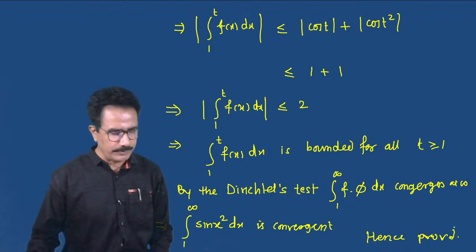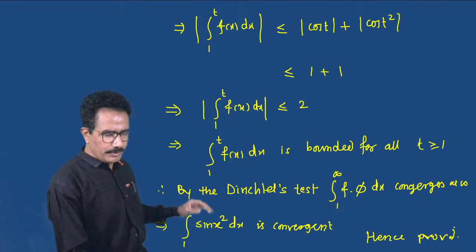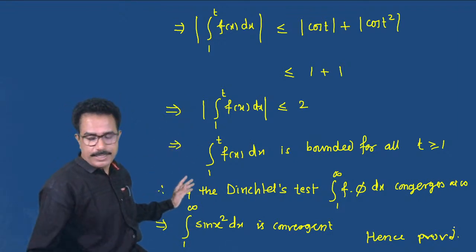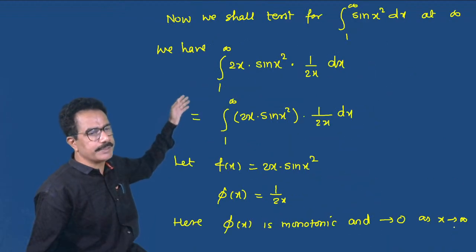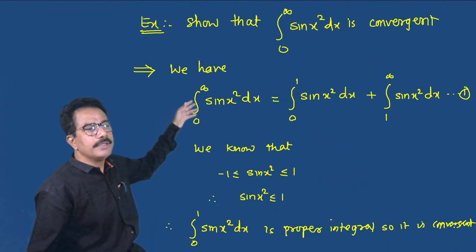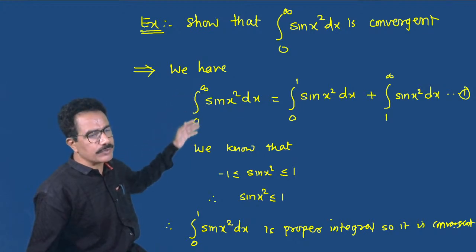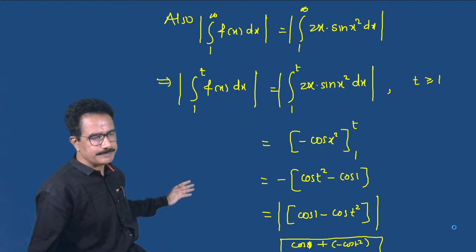अशा पद्धतीने हा थेरम प्रूव्ह होतो. लक्षात ठेवा. And this completes the proof. अशा पद्धतीनं हा कंप्लीट थेरम होतो. So that integral from a to infinity sin x² dx is convergent. Okay. Now we shall prove another example.